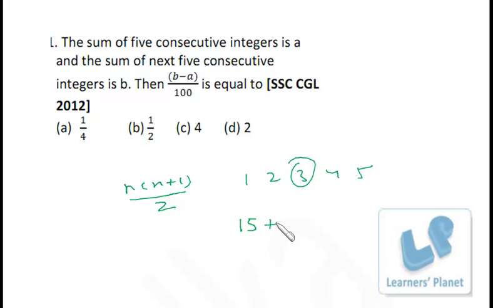Similarly, the next is 6 7 8 9 10, so the middle number is 8, and 8 into 5 is 40. So a is 15 and b is 40, and we want (b minus a) by 100. So 40 minus 15 is 25, by 100, it's 1 by 4. Simple.